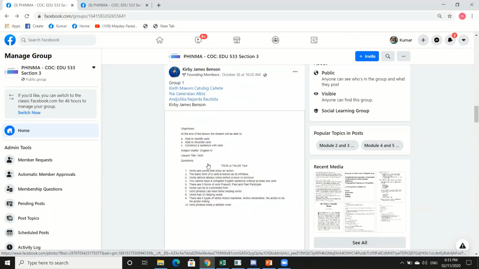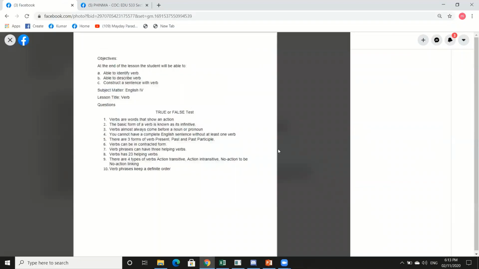Then let's go to group one. Though you are writing a true or false test, make sure that you write your direction. In every test item, you should be able to write the direction. So far, this group made very good items.